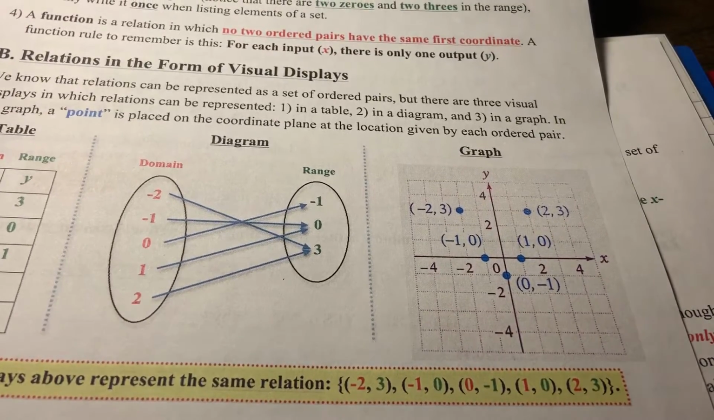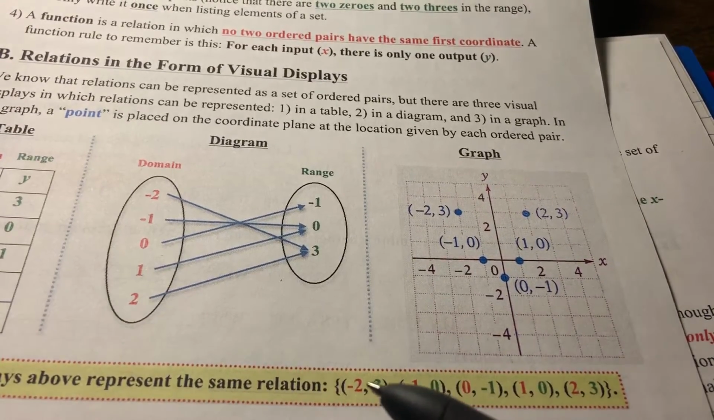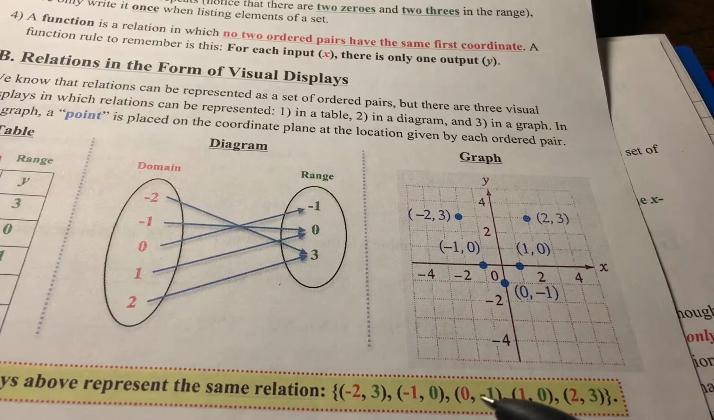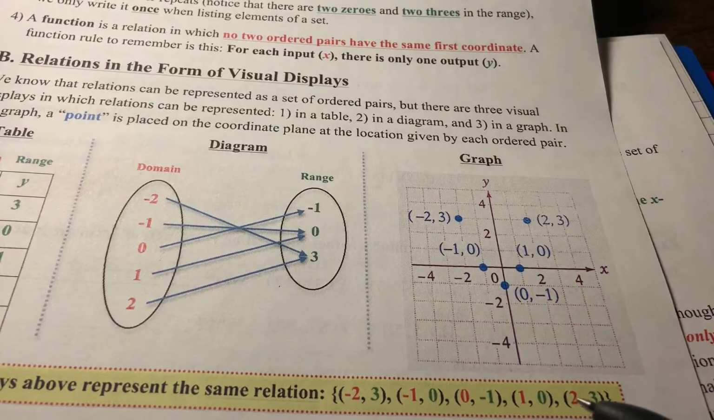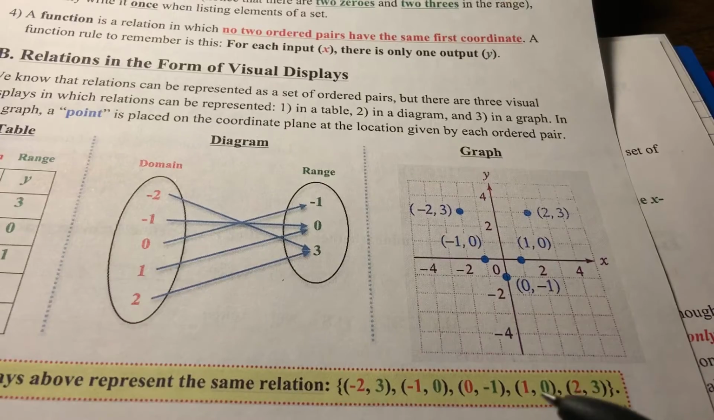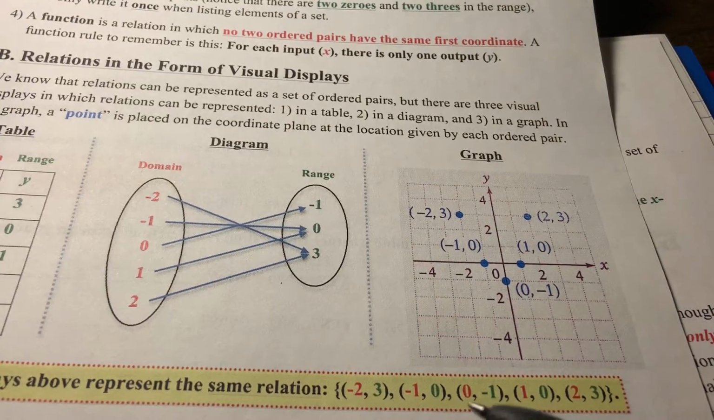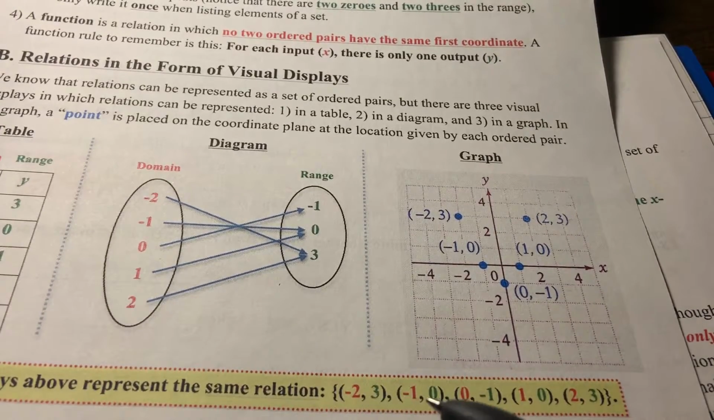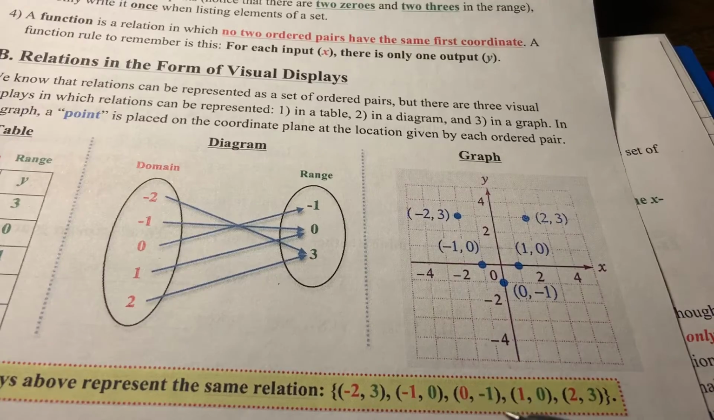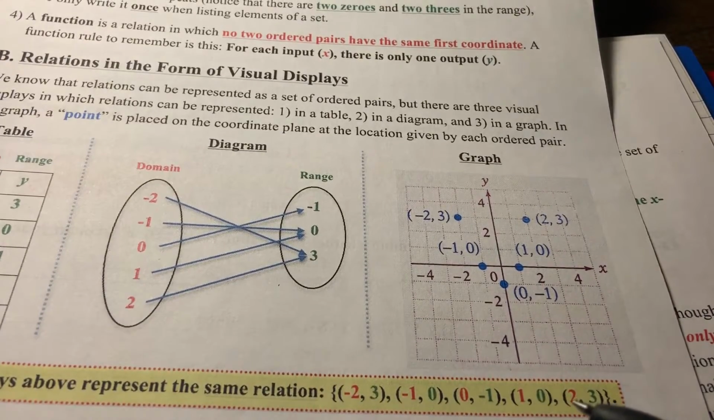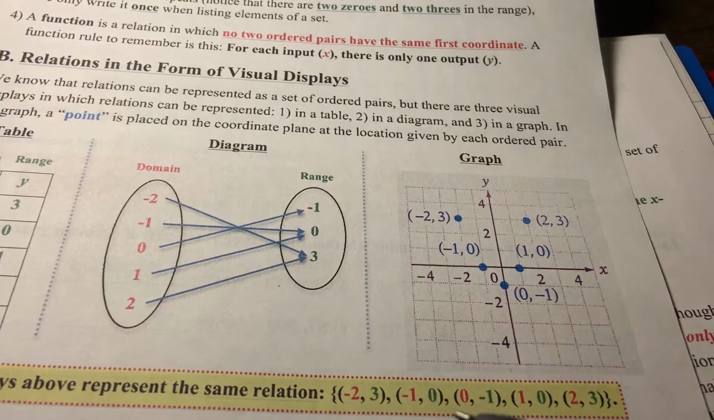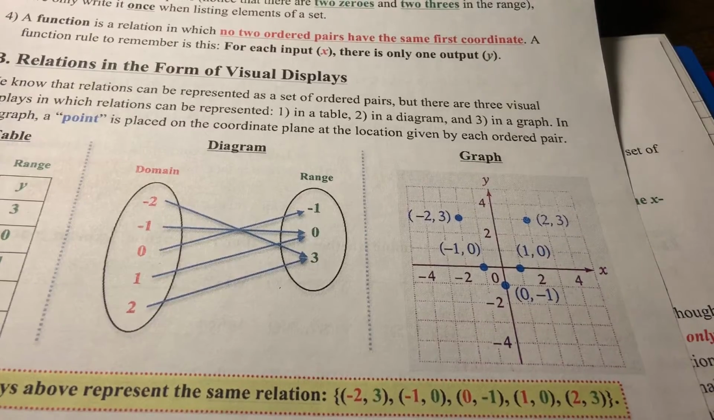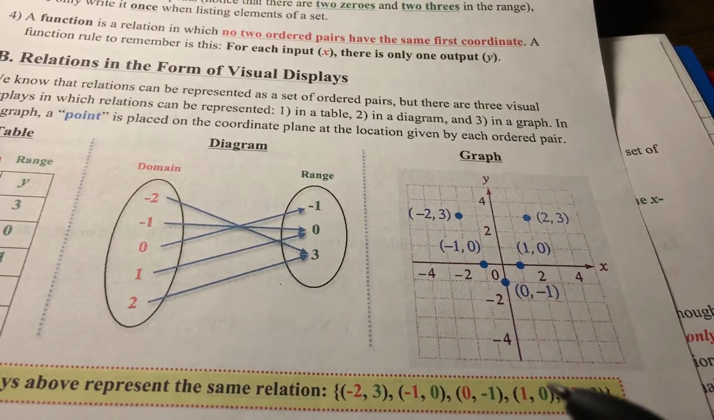And just to repeat very quickly, we said that as long as the first coordinate of each ordered pair is a different value, then this relation is a function. So let's look at all of the first coordinates, which are also known as the x values. We have -2, -1, 0, 1, and 2. Notice none of those first coordinates are exactly the same. In other words, none of them repeat. Therefore, this relation is a function.